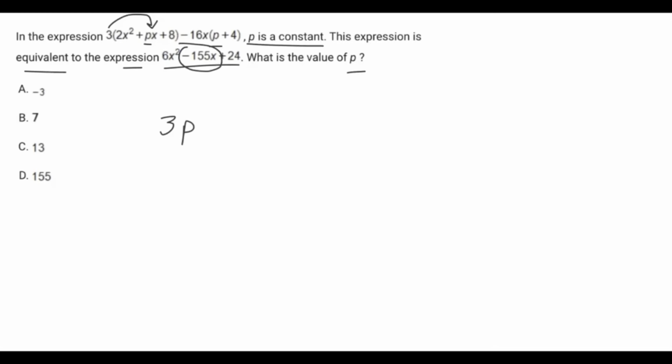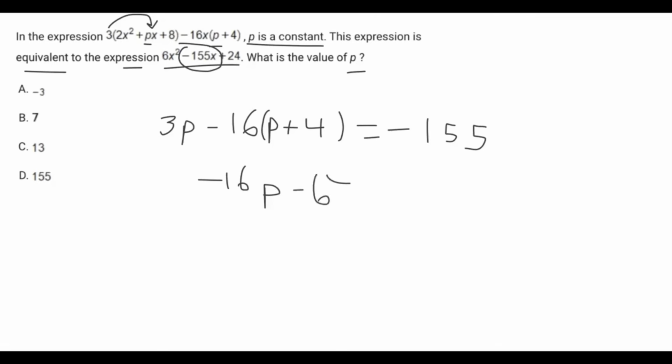Over here we have negative 16x times p. So just negative 16p. And I almost forgot the plus 4. So p plus 4. And that is all equivalent to, we're negating the x, so that's just negative 155. All right, let's just do some distributive property. So negative 16 times p, negative 16p. Oopsies, okay. All right, negative 16 times positive 4 is just negative 64. And then we have 3p on this side. And this is equivalent to negative 155.